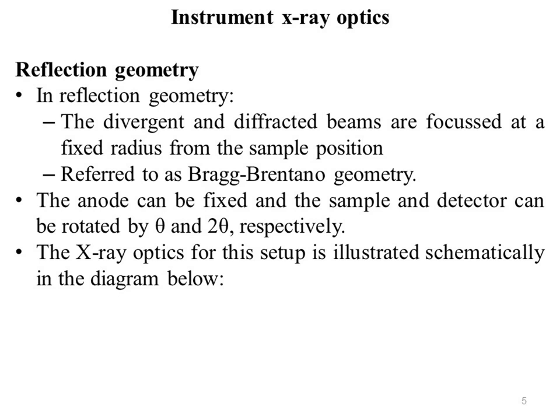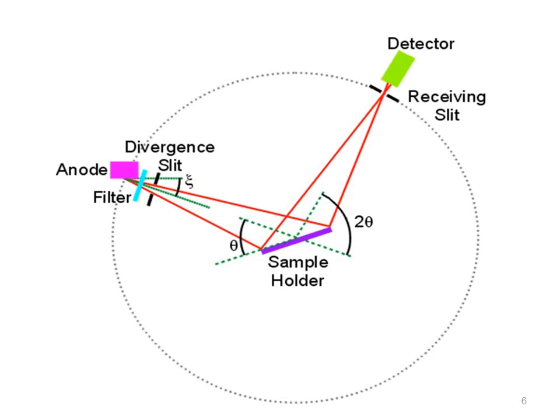And this is the anode, slit, divergence, filter, sample holder. Here is angle theta and here is 2 theta angle. This is detector receiving slit and this is the goniometer scale.